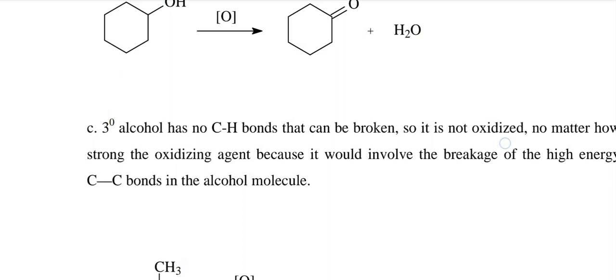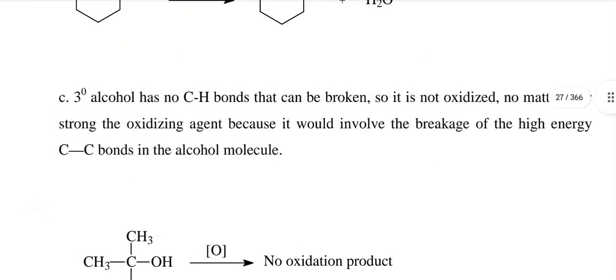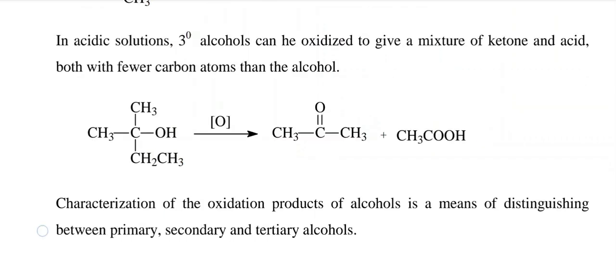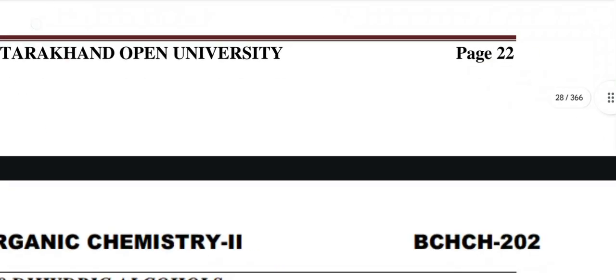Tertiary alcohol has no carbon-hydrogen bond that can be broken, so it is not oxidized. No matter how strong the oxidizing agent becomes, it would involve the breakage of the high energy carbon-carbon bond in the alcohol molecule. In acidic solutions, tertiary alcohol can be oxidized to give a mixture of ketone and acid, both with fewer carbon atoms than in the alcohol. Characterization of oxidation products of alcohol: it is a means of distinguishing between primary, secondary, and tertiary alcohols.